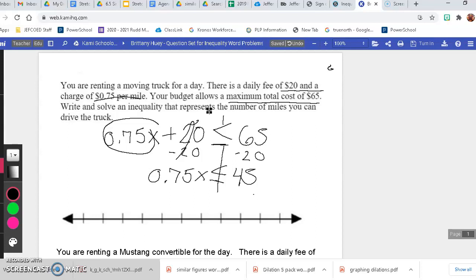Now, still we want to get x by itself. So the opposite of multiplying times 0.75 is to divide by 0.75. Now go ahead, you can pause the video right here. We're going to divide 45 divided by 0.75 in a calculator. It is okay today to have calculators out. So I'm running out of space, guys, so I'm going to put it over here. x. Here's my symbol, and 45 divided by 0.75 is 60.